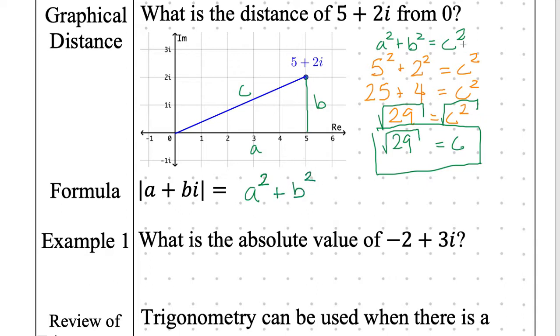Good. And then what am I going to do to all this to get rid of this square up here for C? Square root. There it is. There's our formula. It's a fancy formula. Super hard. It's literally Pythagorean theorem. Wait, what happened to the I though?